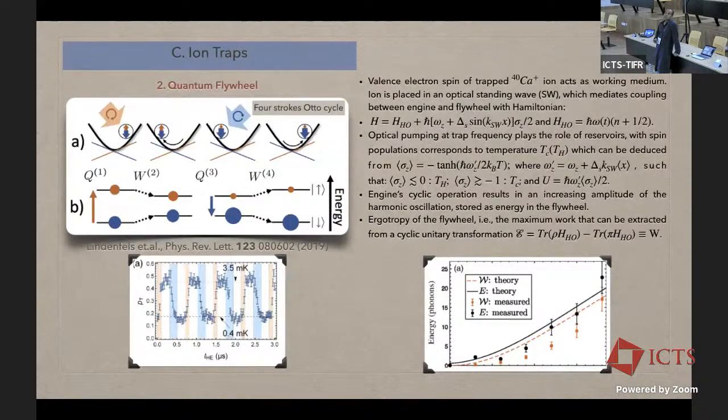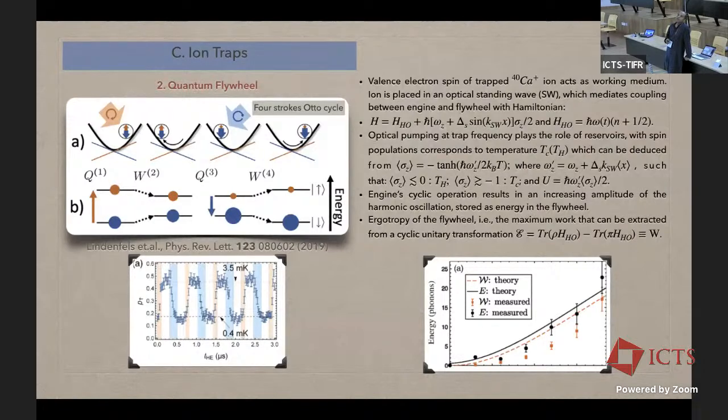On the other hand, another example, the third example, is very recent, 2019. It is again on ion traps, where quantum flywheels have been experimentally observed. It is again some optical trap, with calcium ions. Again, these ions have in the valence shell only one electron, so this electron spin essentially acts as a working medium.